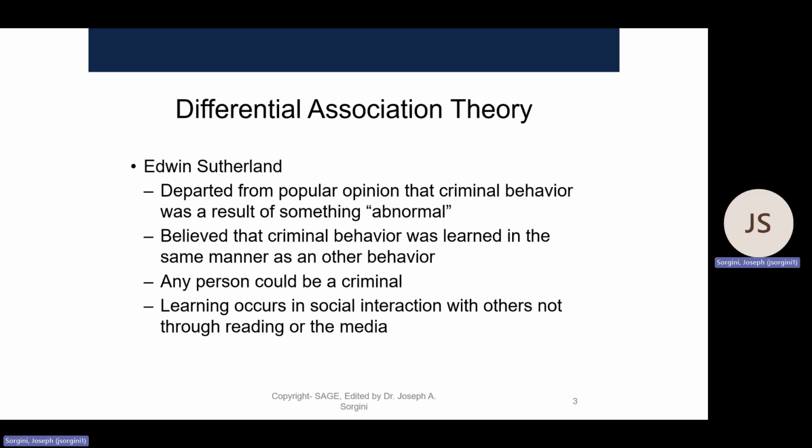So Edwin Sutherland argued, in essence, that criminal behavior is something that you can be taught, that there is no reason why certain people are criminals just because they match a description or whatever. It's who is teaching them, right? It's what they're seeing, what they're reading, and what they're watching that can turn them into a criminal.